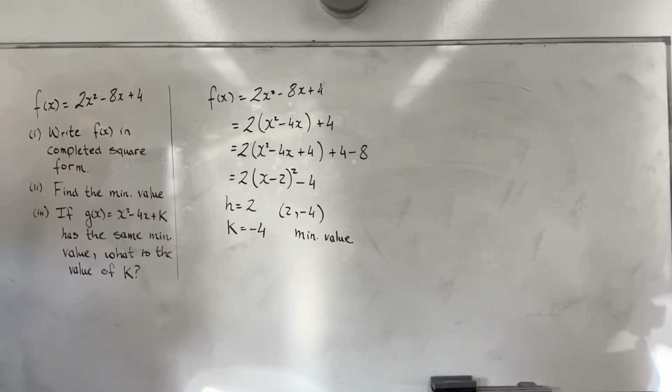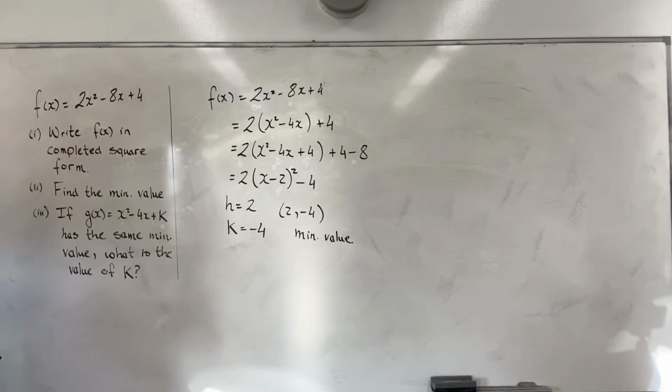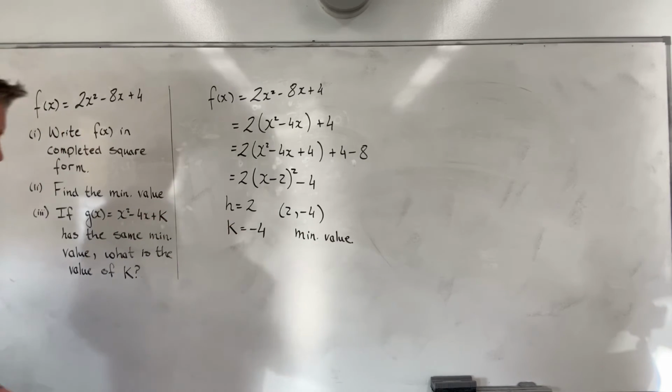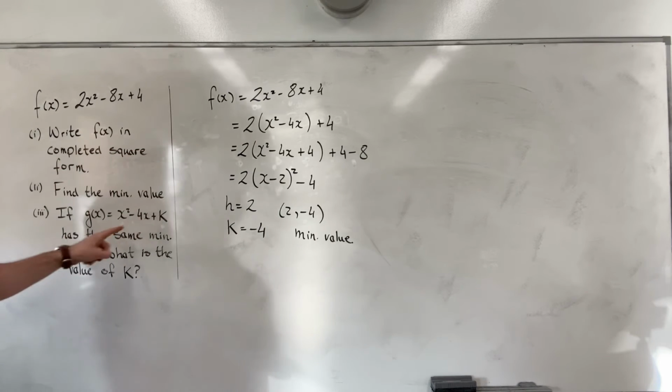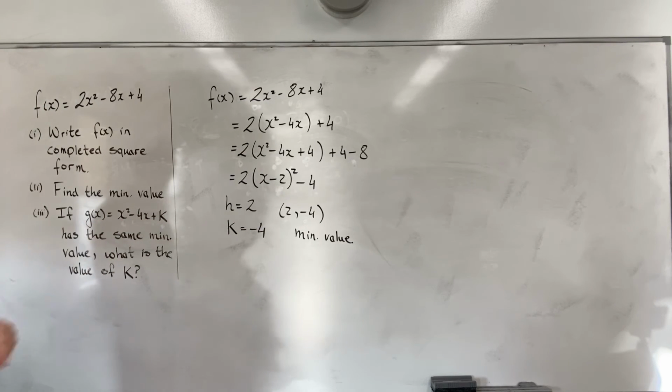All right, for the last part, we are given a function which is written incomplete. It is g of x equals x squared minus 4x plus k. K is some constant. It has the same minimum value as f of x, so therefore what is the value of k? So what we're being told is that 2, negative 4 is the vertex of g of x. In other words, the point 2, negative 4 is on this function, of course, and is also on this function. What that means is that for an input of 2, my function g of x will give me back negative 4.